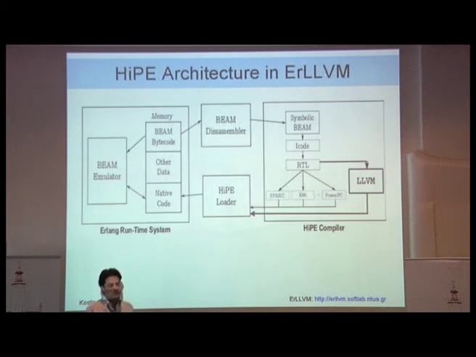So let's see what we did. We added just a new component, a new backend to HiPE, which we translate after RTL. We translate to LLVM intermediate representation. We let LLVM generate native code for the target that we are compiling for, and then this native code gets fed into the HiPE loader and gets loaded again as if HiPE has generated this code. That's it.